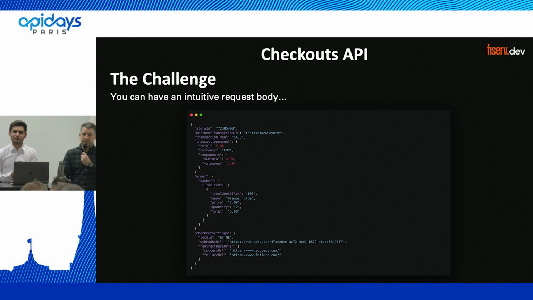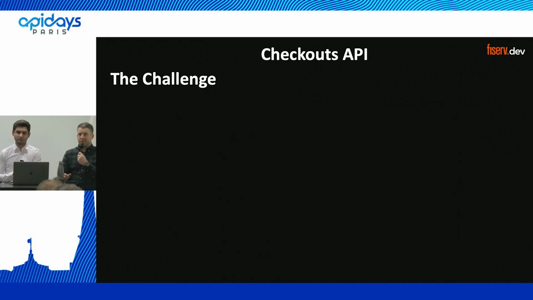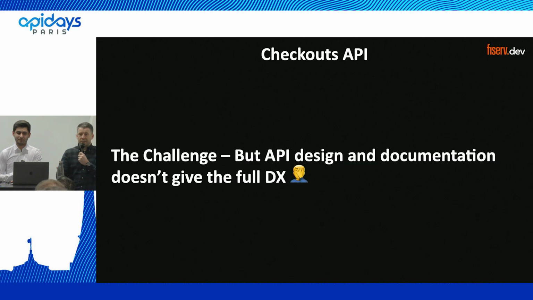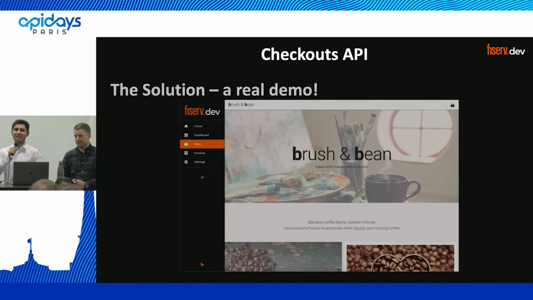So the challenge that we faced here, we've built a really good design. It's matching the standards that Ryan went through earlier. We have an intuitive request body. We have a really simple response body. And even our documentation backs it up well. It takes you through the whole checkouts flow, explaining the whole end-to-end process. But the challenge that we are facing is that still doesn't really give the full story about our Checkouts API. How do we visualize this? So we've built a great API design, we've supported it with documentation, but we're not really giving the developer the full developer experience. So that's where the solution meant a real demo.